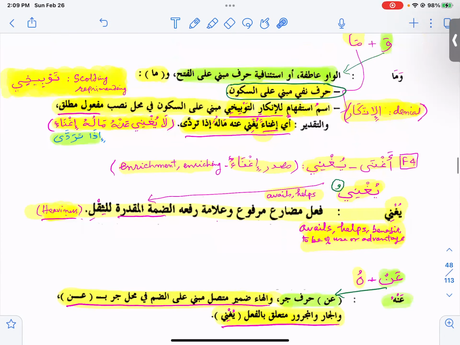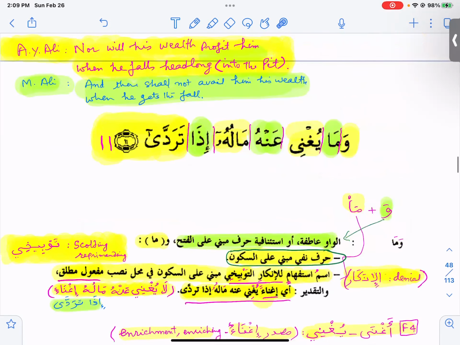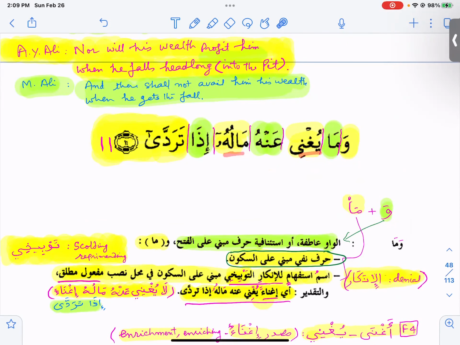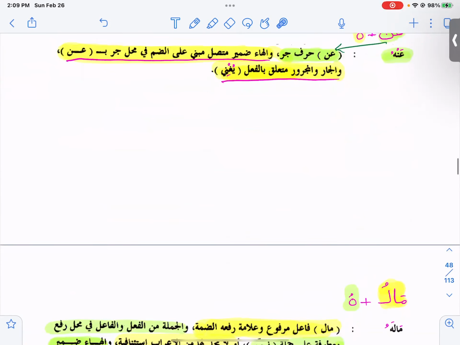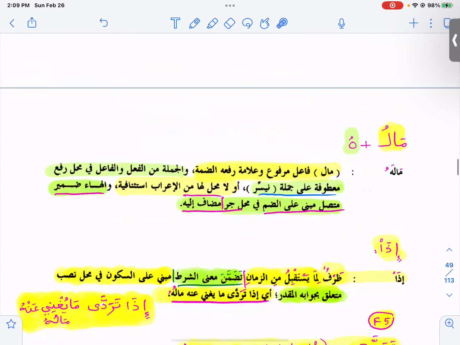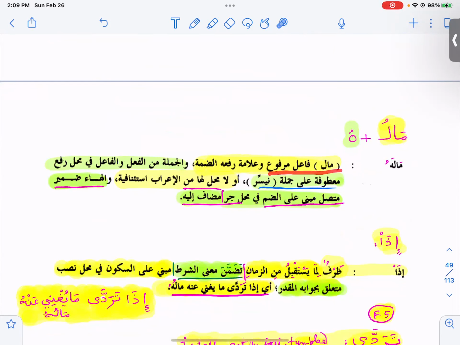Is a file. Malu, you see, ma yugni anu malu is a file of yugni. Is a taradda. So we come here, brothers and sisters, malu, failun marfun wala maturafi dhamma, straightforward. Hu jumlatu min fi'l wa fa'il fi mahalli rafin mutalikun mautufun ala nu yassiru. So this jumla becomes mautufun ala nu yassiru. Wa jumlatu min fi'l wa fa'il fi mahalli rafin mautufun ala jumlatu nu yassiru.